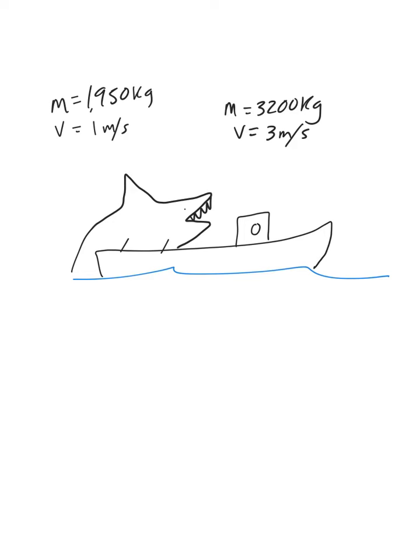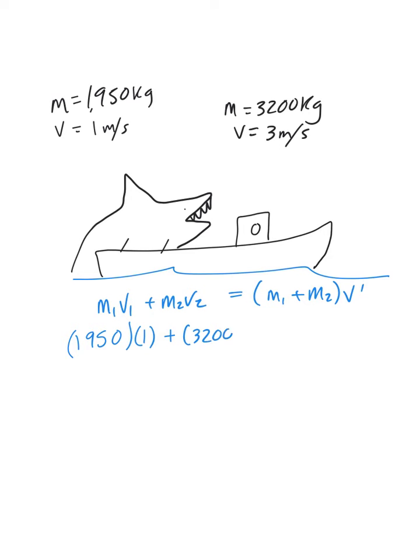Okay, so we start out with, now they're apart originally and they're together afterwards. So this is an inelastic problem. So m1v1 plus m2v2 is equal to, and they come together. So we put the mass and the velocity of the shark in, and we put the mass of the boat and the velocity of the boat, and then afterwards they're together. So 1950 plus 3,200, and we're solving for the velocity.